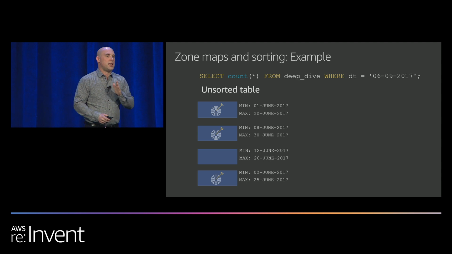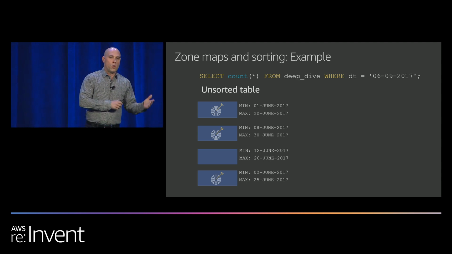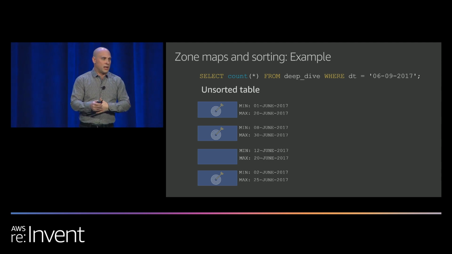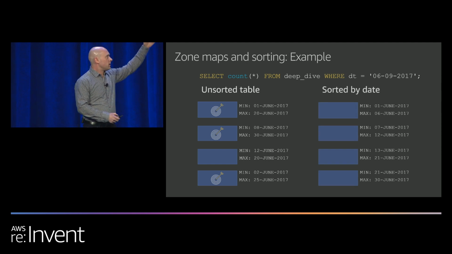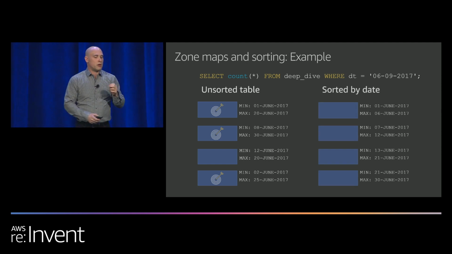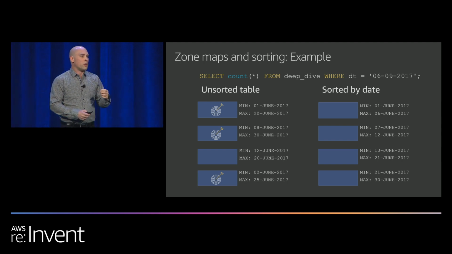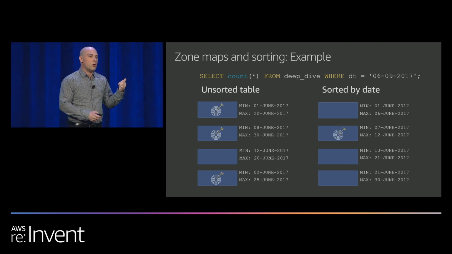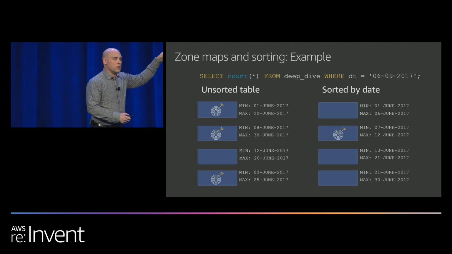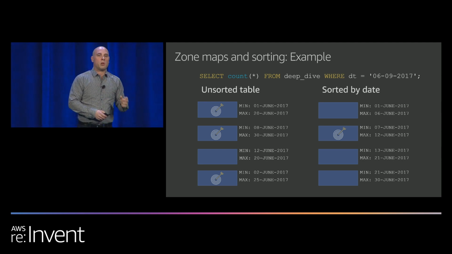Now, if I were to take these same 4 blocks and sort the data in them, I might end up with some zone maps that look like that. You can see they go in sequential order now. So now, if I were to run this query, I know that my data for doing this count would only fall in that one block, and now I've reduced I/O further. So this is the main purpose of a sort key in Redshift.